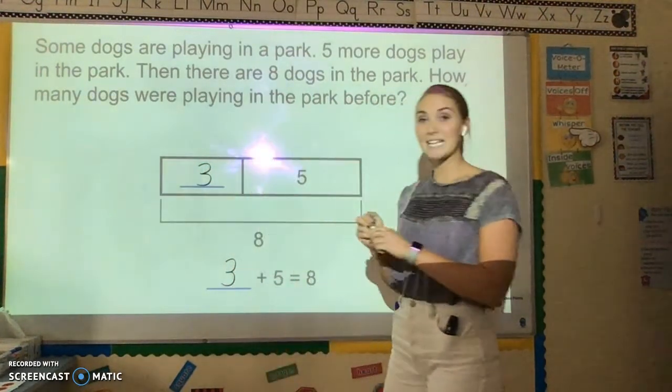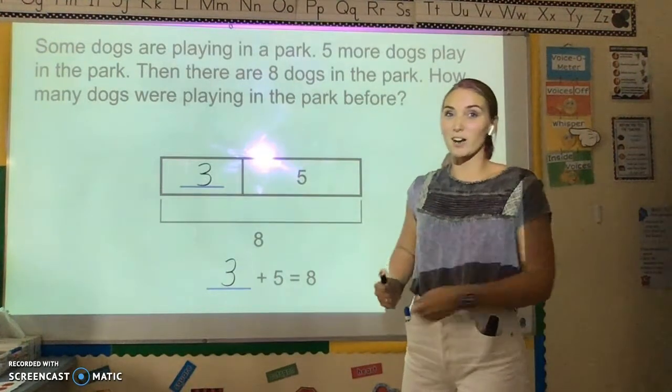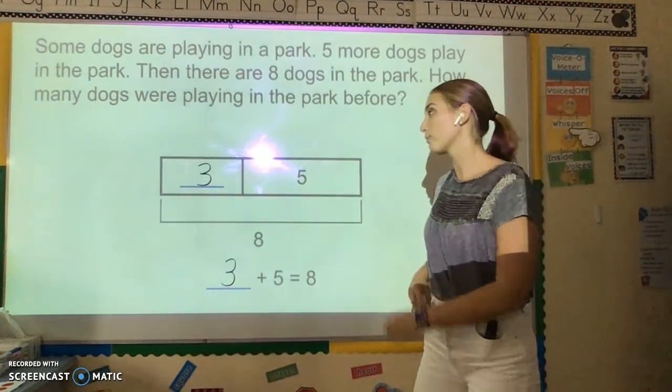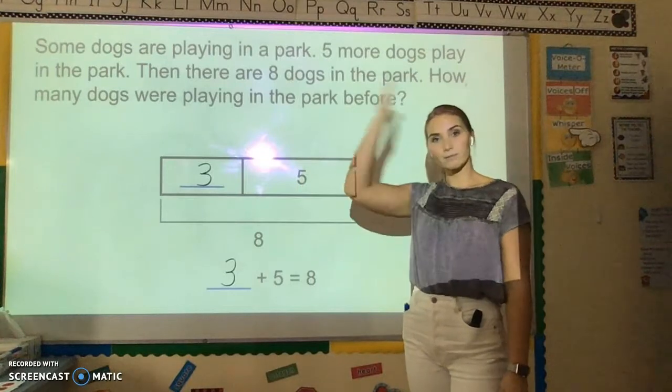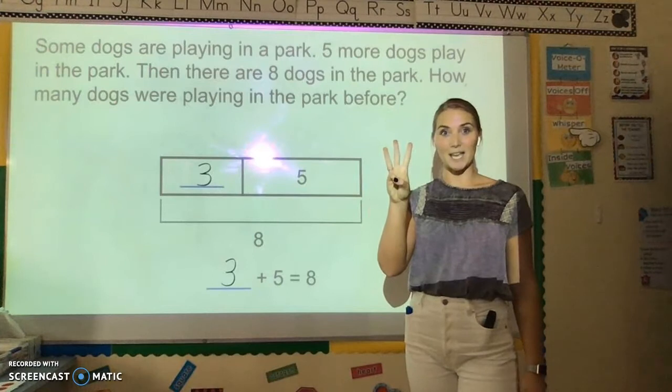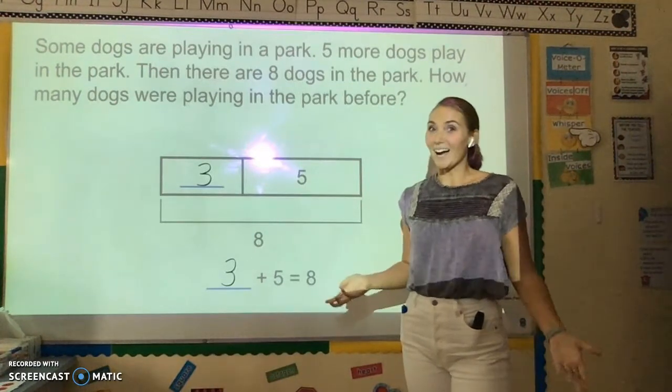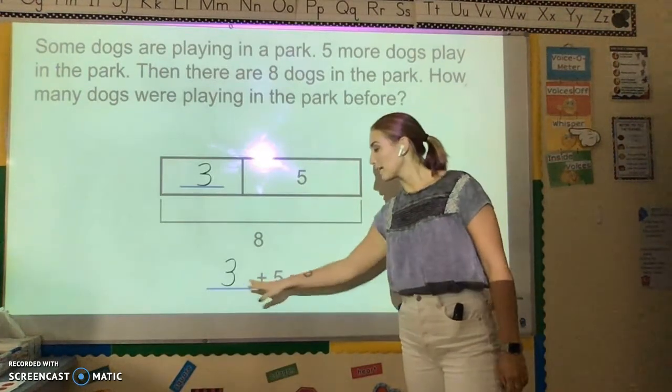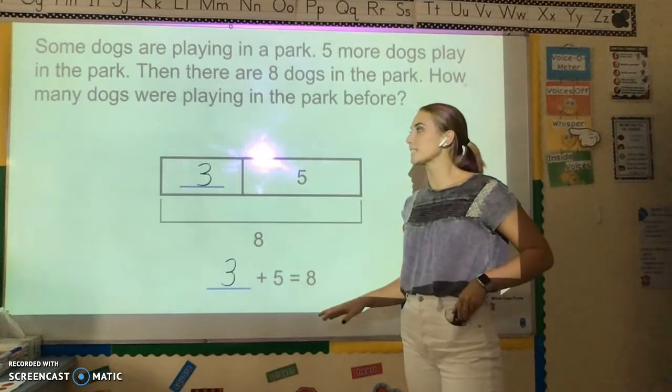Boys and girls, the nice thing about addition is we can check ourselves. So, tap 5 in your brain. 5, 6, 7, 8. Did I get the same answer? I did. So 3 plus 5 equals 8.